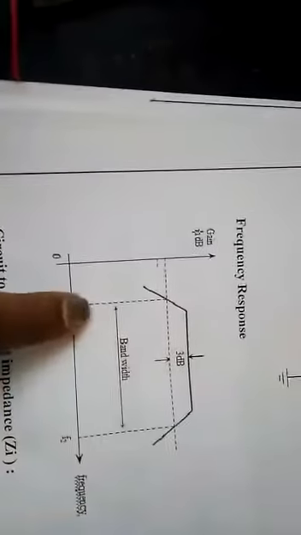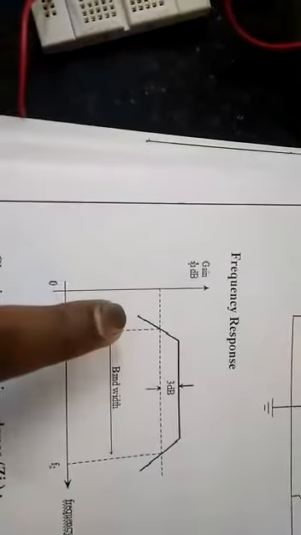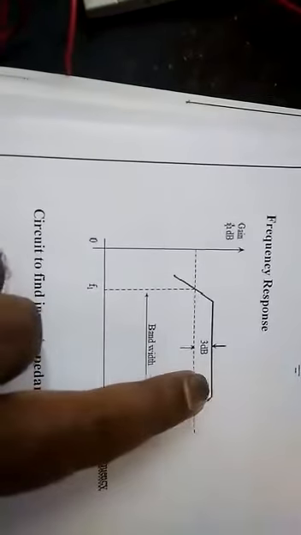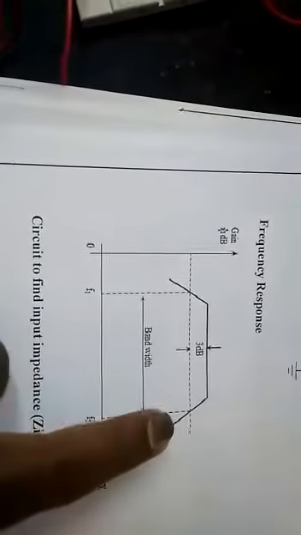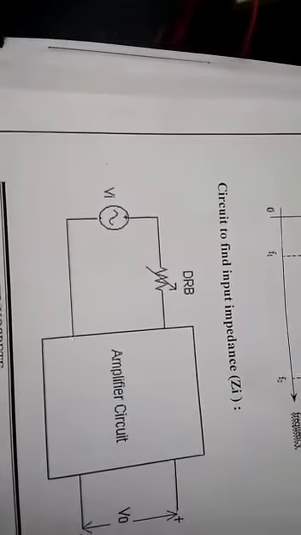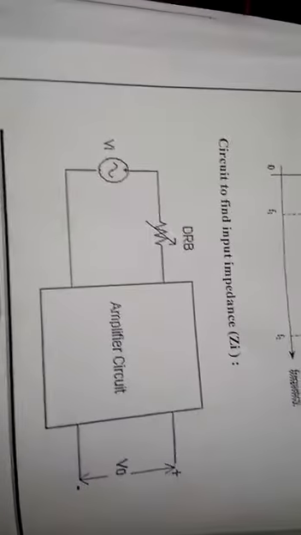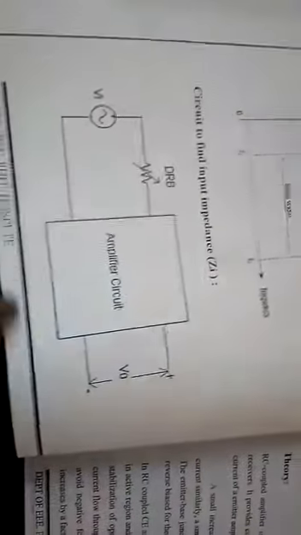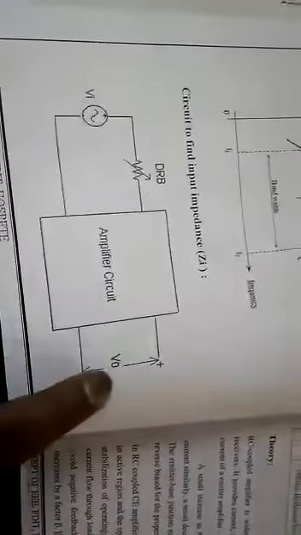This is the graph. First, the amplitude slowly increases, after that it stays constant, and after that it goes down. Okay, this is the circuit to find the input impedance. This is the DRB. This is the circuit diagram. The output is connected to the CRO.